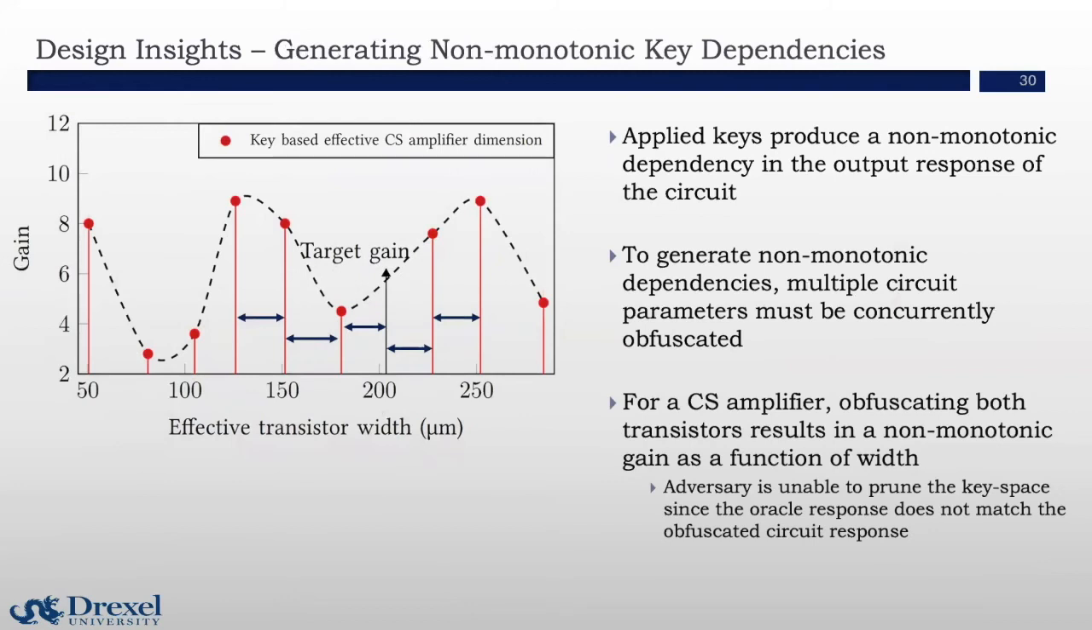The next is generating non-monotonic key dependencies. In this technique, the designer has to make sure that the applied key produces a non-monotonic circuit response. In this case, obfuscating multiple circuit blocks and combining the keys of the obfuscated blocks produces a non-monotonic function. This is an example of a CS amplifier where two transistors M1 and M2 are both obfuscated, therefore producing a non-monotonic function. Now the adversary is unable to prune the key space, since the oracle response does not match the obfuscated circuit response.